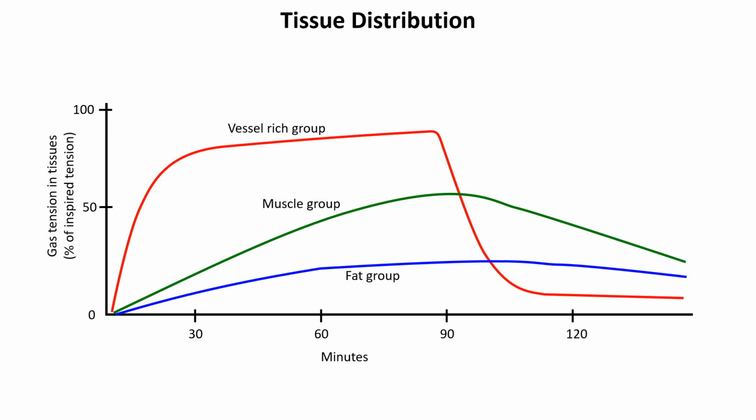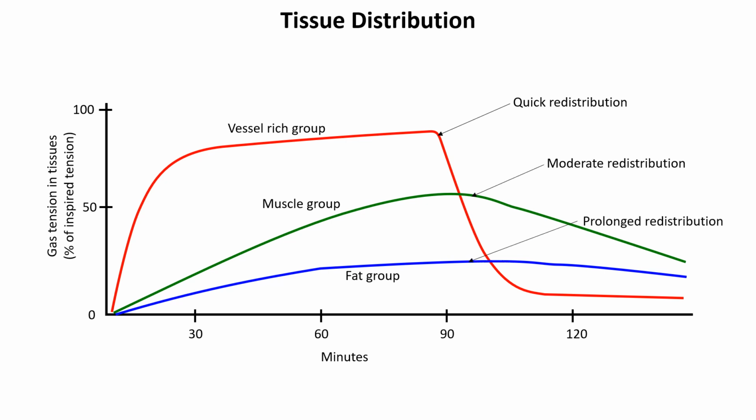The highly perfused tissues release the anesthetic quickly due to their rapid equilibration with blood. The muscle group releases the anesthetic at a moderate rate, while the fat group, with its high capacity and low perfusion, releases the anesthetic very slowly, often prolonging recovery. This differential redistribution affects the duration and offset of anesthesia, with adipose tissue acting as a reservoir that can delay recovery.